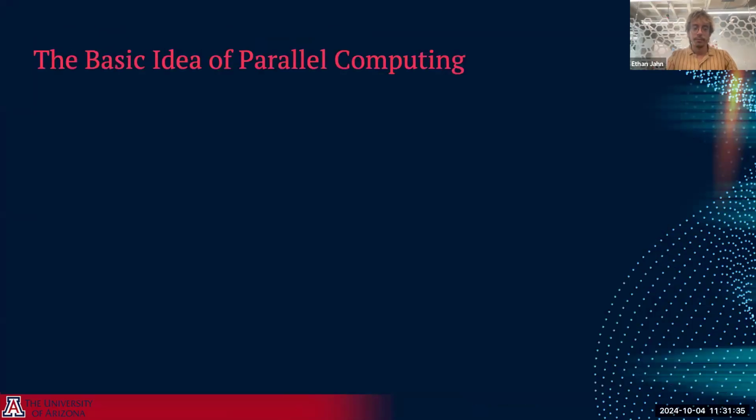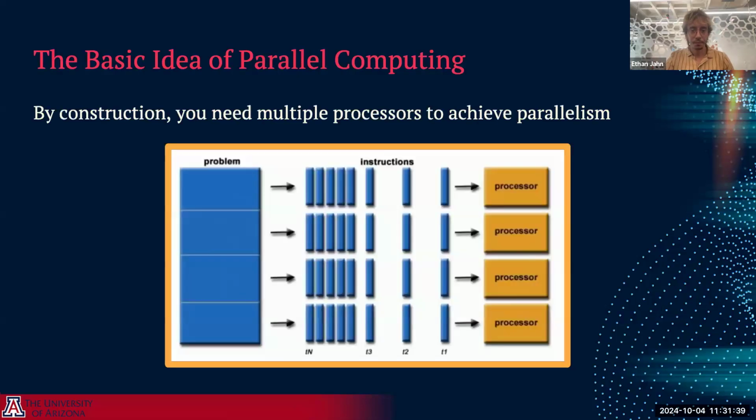So, basic idea of parallel computing. We had mentioned this previously. By construction, you need multiple processors to achieve parallelism. Can't do parallelism on a single processor. Although before we were talking about doing parallelism on a single chip, that chip is composed of multiple processors. So by construction, you need multiple processors to achieve parallelism. So this is an important image to keep in your mind.